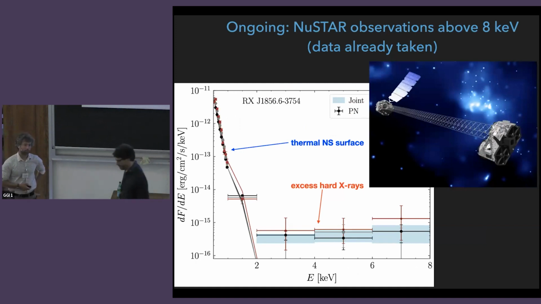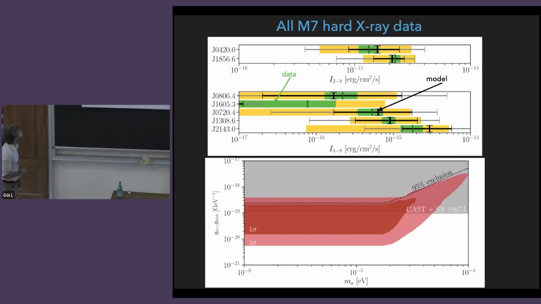Do you see excess for all stars with this temperature, or some stars show the excess, some stars don't? We see excess at mild significance for 4 of the 7 Magnificent 7. So you can see here that some, like this J1605, is consistent with 0 at 1 sigma. So some stars do not show any excess.